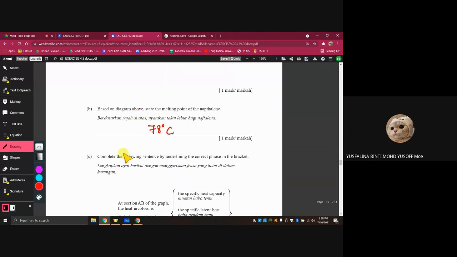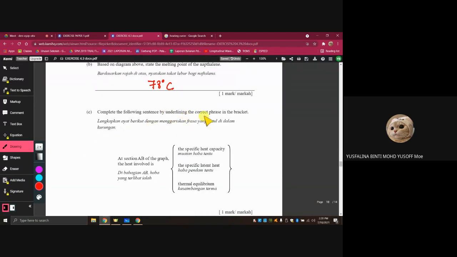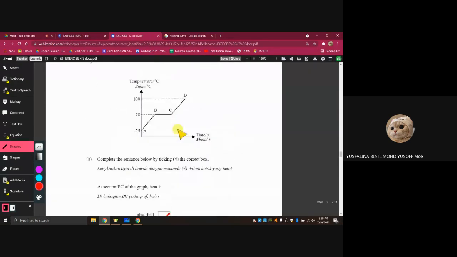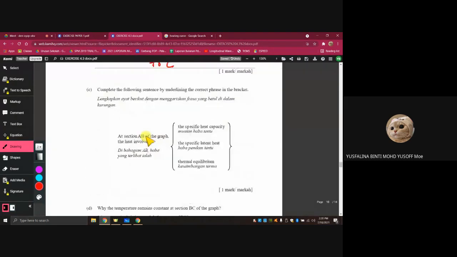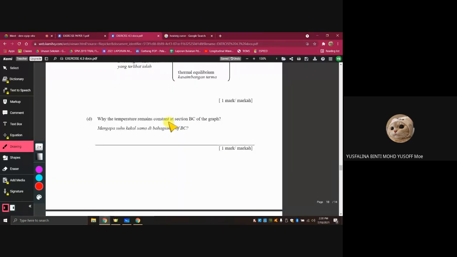Then it says complete the following sentence by underlining the correct phrase in the bracket. For AB, you can see the temperature increases. If the temperature increases, it means there is a specific heat capacity. And D: why does the temperature remain constant at section BC of the graph?